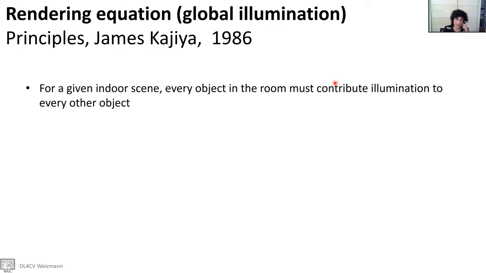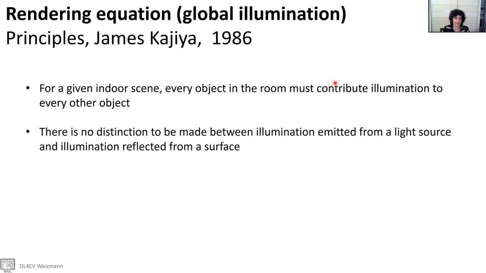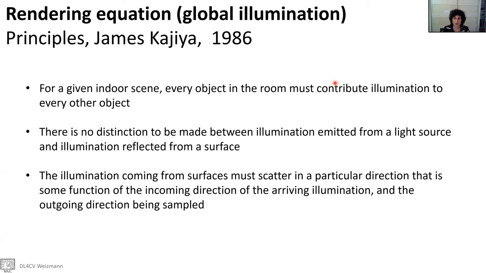For a given indoor scene, every object in the room must contribute illumination to every other object. These are the multiple bounces of scattering that we discussed before. Actually, according to him, there is no distinction to be made between illumination emitted from a light source and illumination reflected from a surface. And all this scattering has to be taken into account. We have to take into account the direct lighting and the scattered or interreflection lighting between the surfaces, such that a surface is going to illuminate another surface, even if it is not a light source, okay?